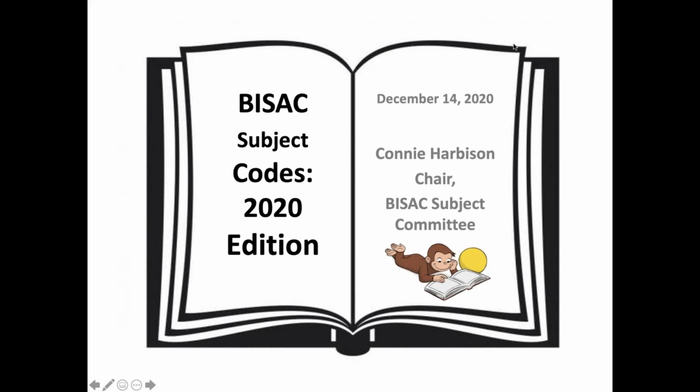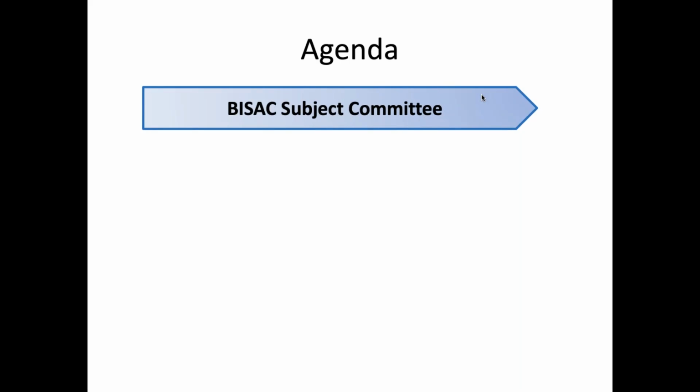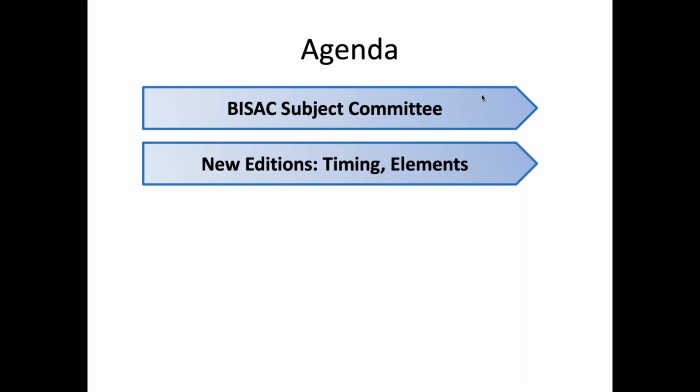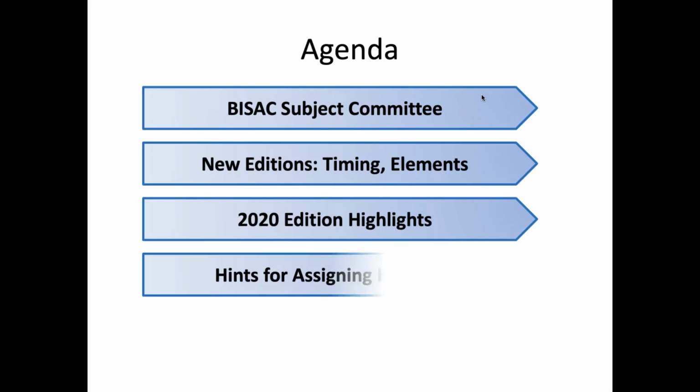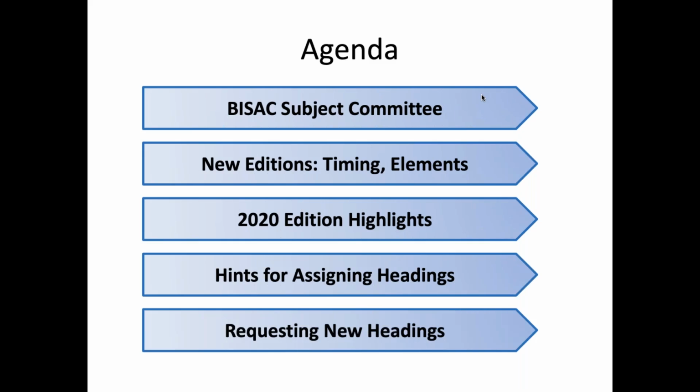So as Brian said, today we'll be talking mostly about the 2020 edition of BISAC. Our agenda for today is I'll talk a little bit about the BISAC Subject Committee. I'll talk a little bit about general things about a new edition, what the elements are when it comes out. Then we'll look at some of the highlights from the 2020 edition. I'll give you a few hints for assigning headings, and we'll go over what to do if you want to request a new heading, how you should do that.